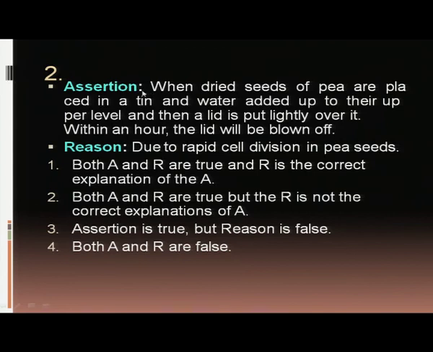Next question. When dried seeds of pea are placed in a tin and water is added up to their level and then a lid is put lightly over it, within an hour the lid will be blown off. This is the assertion, and the reason given is rapid cell division in pea seeds. So, they are saying that the seeds have increased in size because of rapid cell division. You have to tell what is correct. Obviously, we have discussed just now that the assertion is true. The pea seeds will increase in size, but the reason is false. They will not increase because of cell division. They will increase in size because of osmosis.